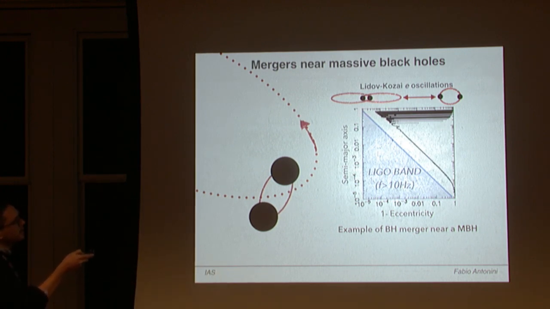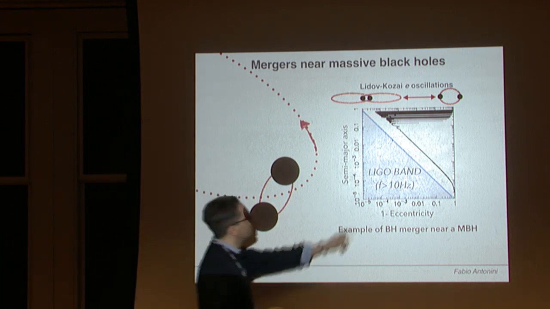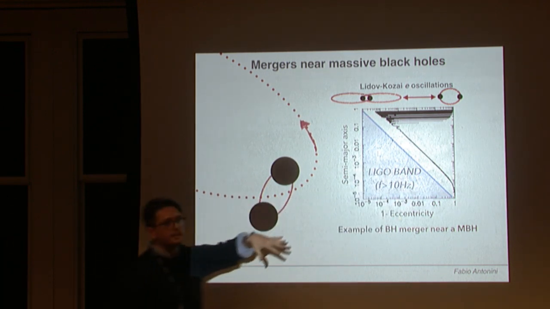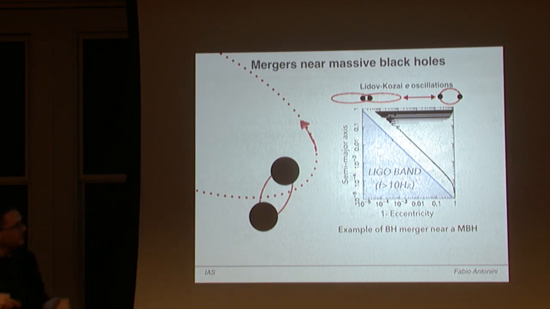At the high eccentricities, gravitational wave dissipation becomes important and eventually drives the inspiral of the binary, which enters the LIGO band with some small eccentricity.